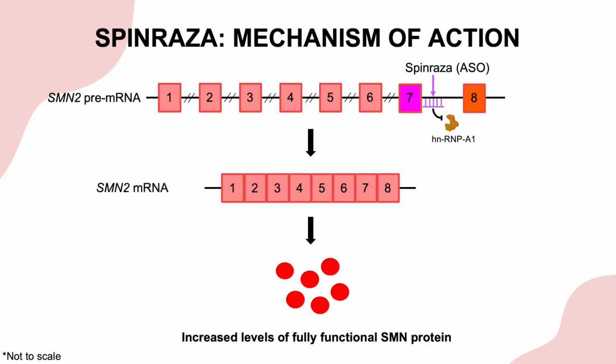hnRNPA1 enables the processing of full-length mature SMN2 messenger RNA after splicing that can be made into an SMN protein. In other words, Spinraza is able to increase the proportion of SMN2 messenger RNA that contains exon 7, resulting in increased levels of full-length functional SMN protein.